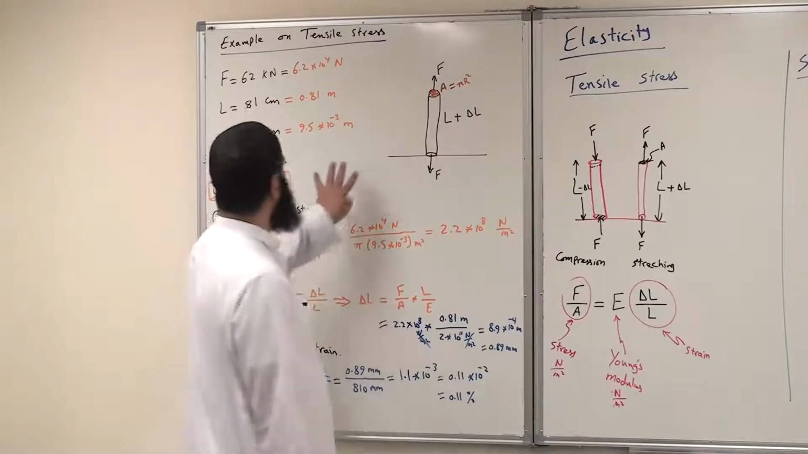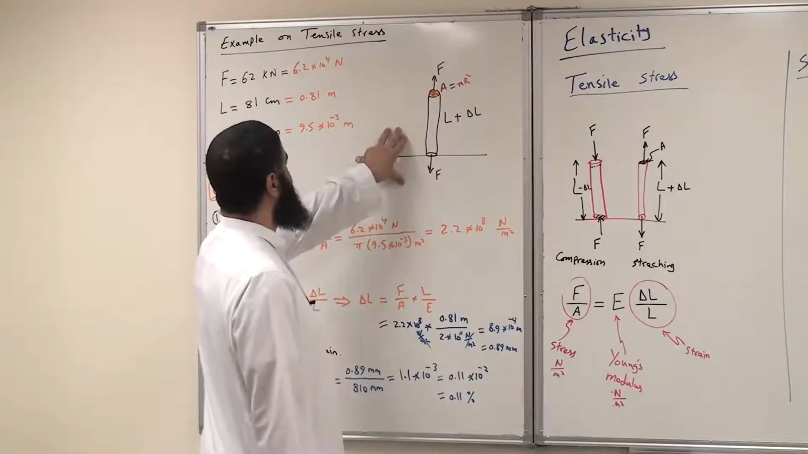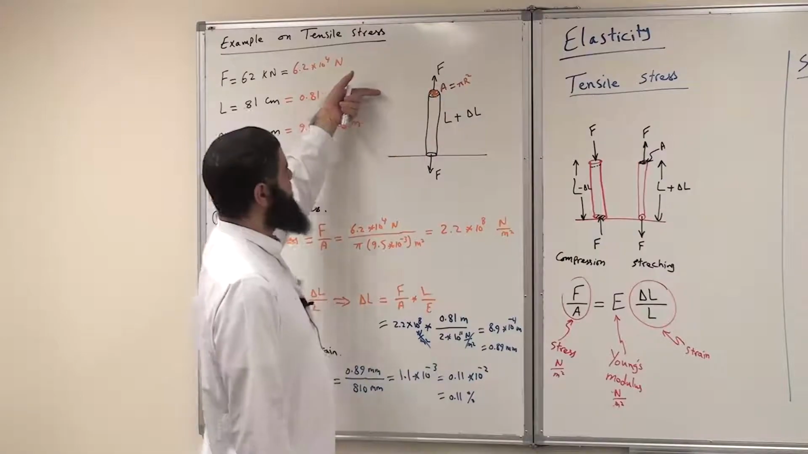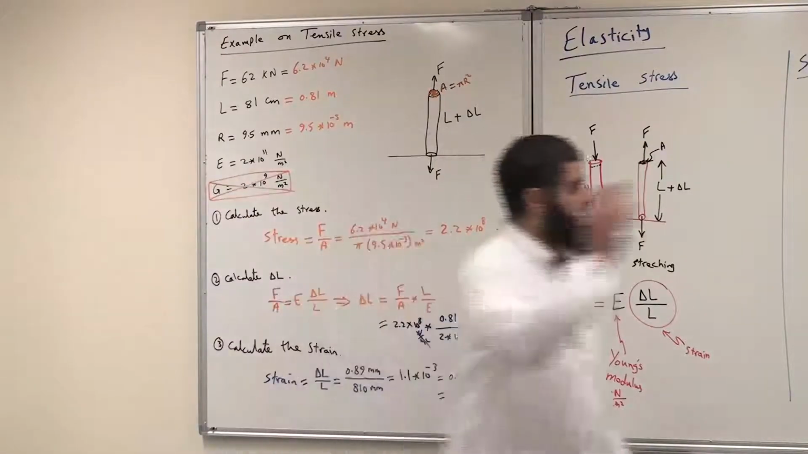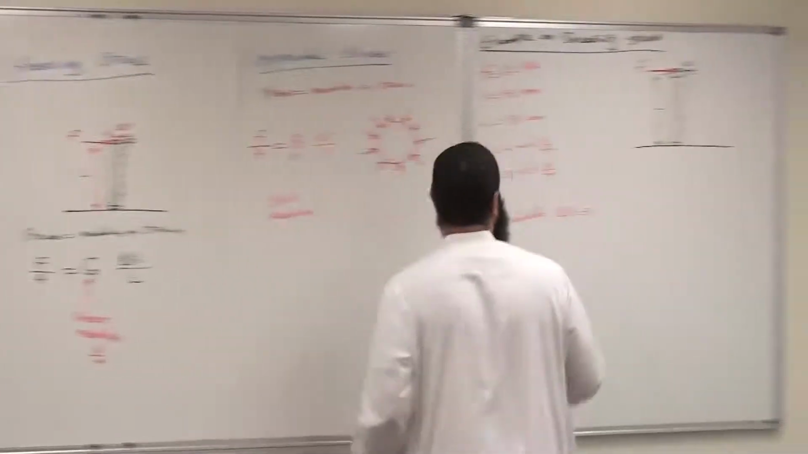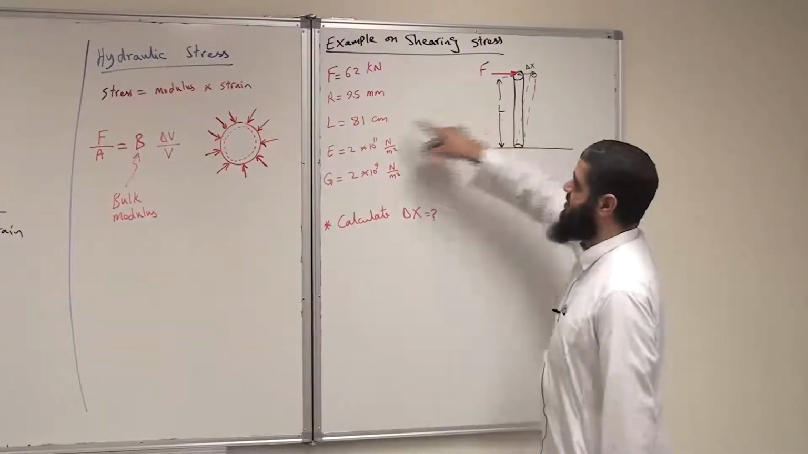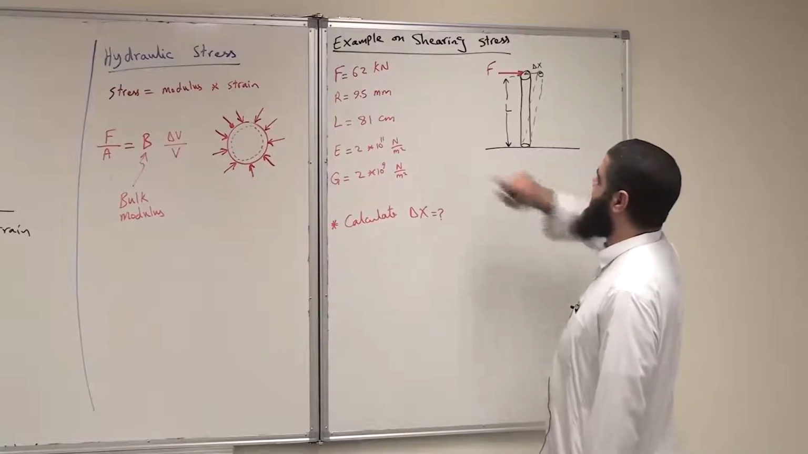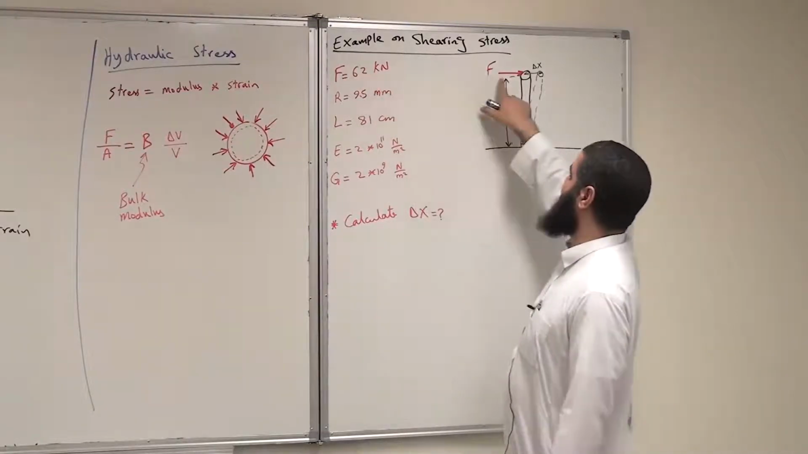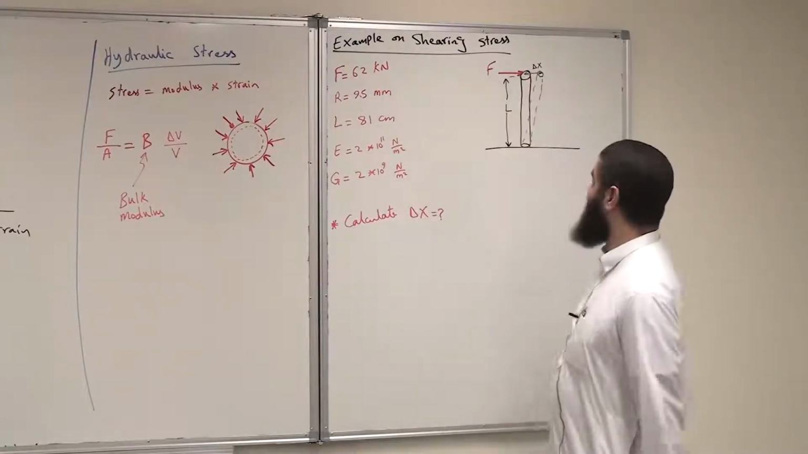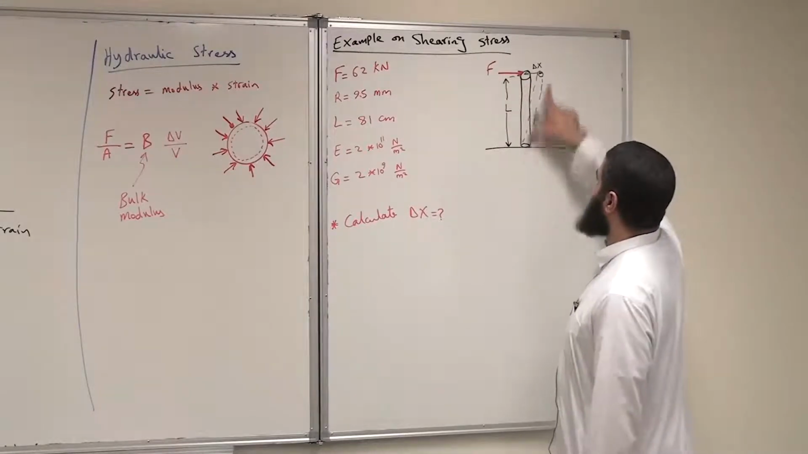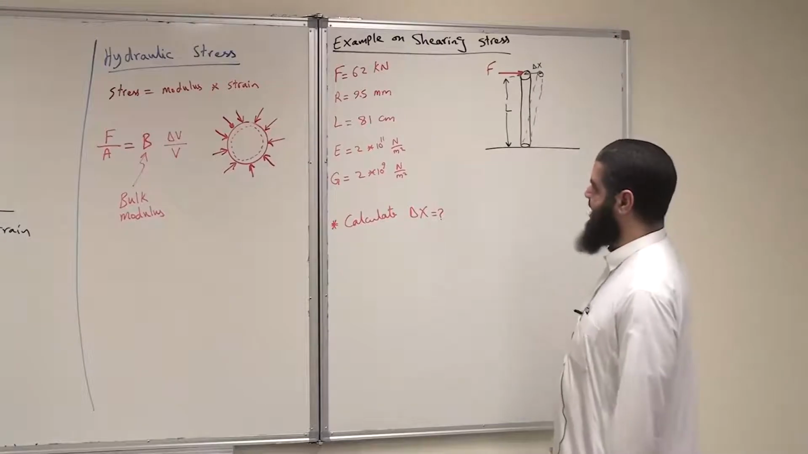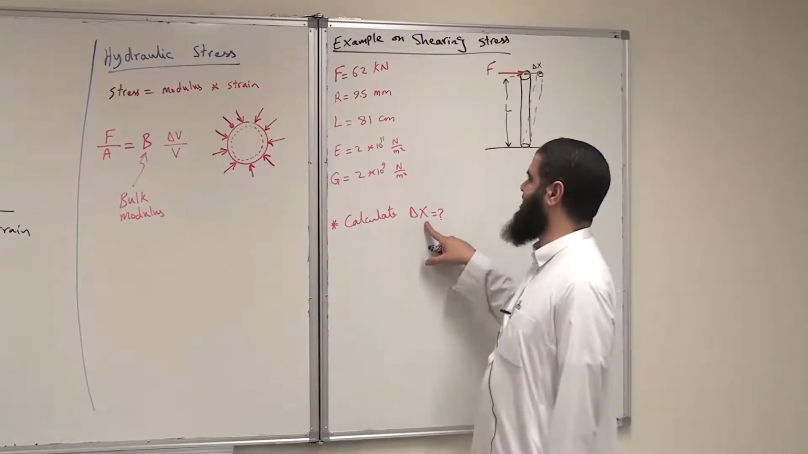Okay, let me take the same rod, but now I'll apply a force from the side, not along the length, but perpendicular to the length. Okay, please take the camera to the other side. So it is the same rod, same length, 81 centimeter, same radius, 9.5 millimeter, same force, but now the force is coming from the side. As a result, our rod will be twisted, and this deflection is delta x. We would like to find how much this delta x is.